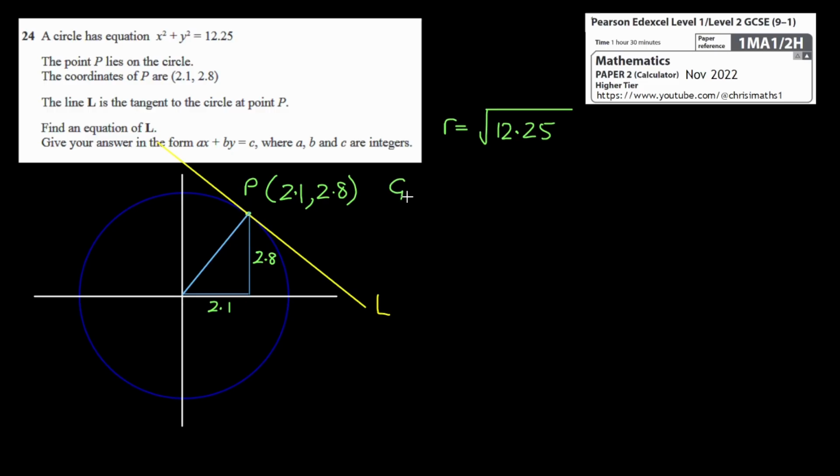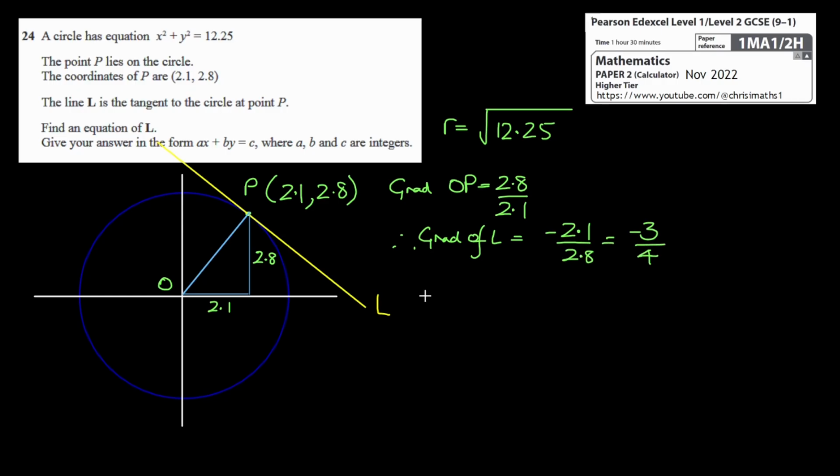So I can say the gradient of, let's call this O, of OP is equal to the rise over the run, which is 2.8 over 2.1. So therefore, the gradient of L is equal to negative 2.1 over 2.8, which simplifies to negative 3 over 4. So line L must be in the form of y is equal to mx plus c. And we already know that m is equal to negative 3 over 4.